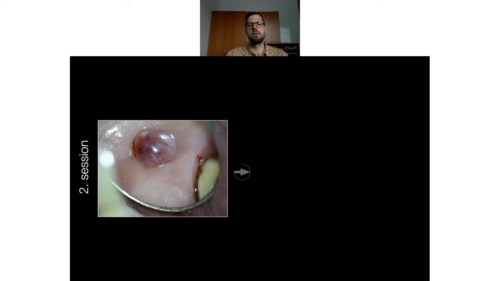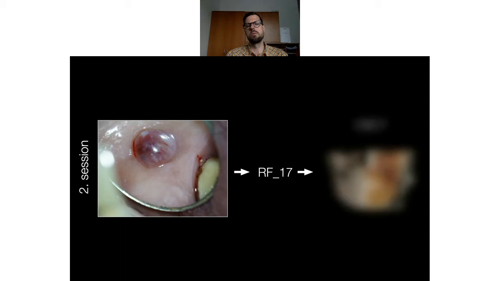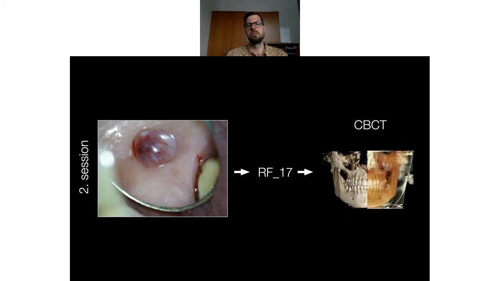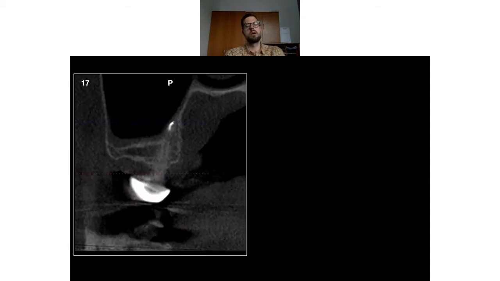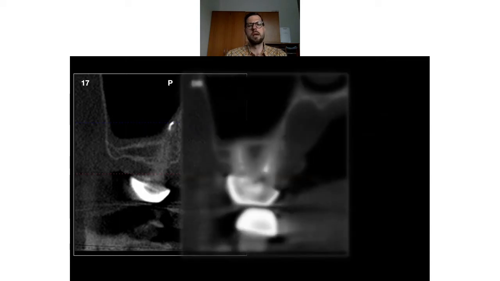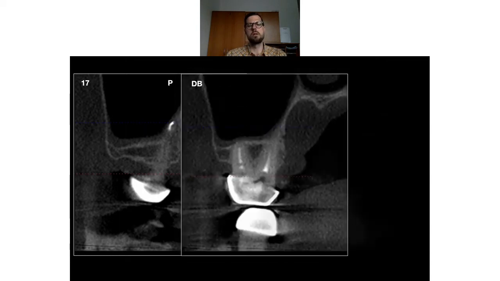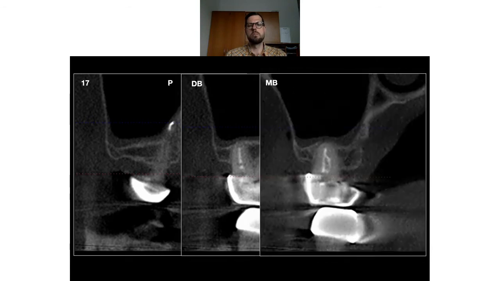So I made a root fill, and I sent the patient to the CBCT, and the patient came. So I checked my maxillary second molar that I done the last time. So this is the palatal, and this is the distal buccal, and here is the mesial buccal. So we see that the MB1 and MB2 are joining.